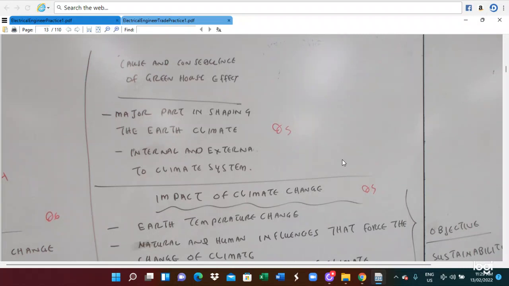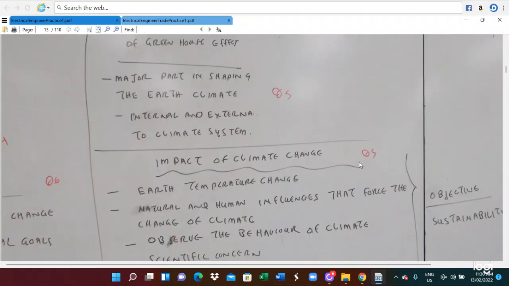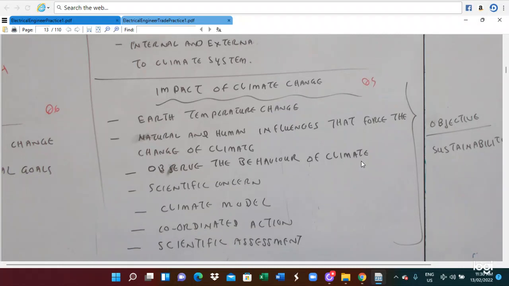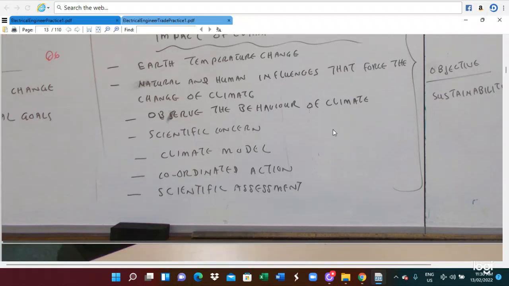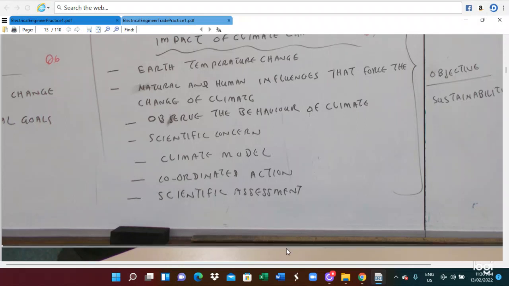The consequence of the greenhouse gas is that they are a major part in shaping the climate, both internal and external to the climate system. Because of the climate change, air temperature is rising, and nature and human influence force a change of the climate. So we have to observe the behavior of the climate. We have to address the scientific concern. We have to design the climate model and we have to design the coordination action. We have to implement the coordination action and also the scientific assessment. They are all related to the sustainability practice.